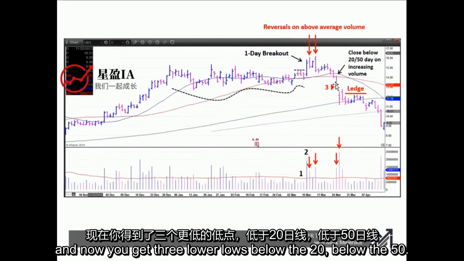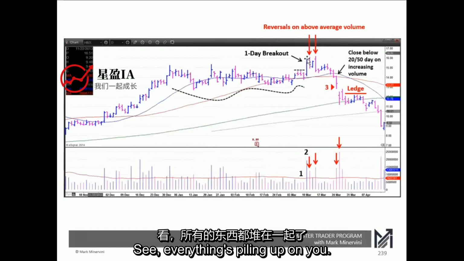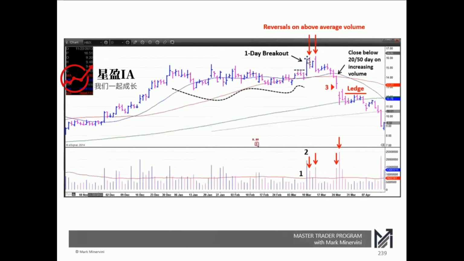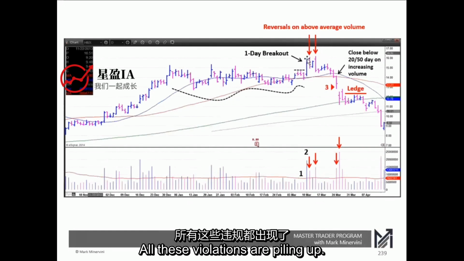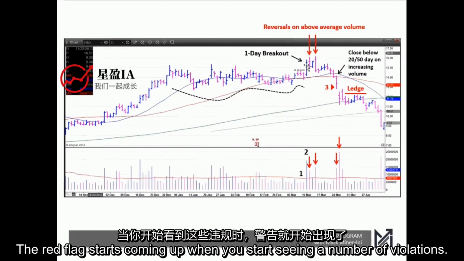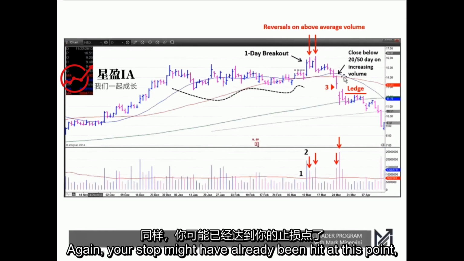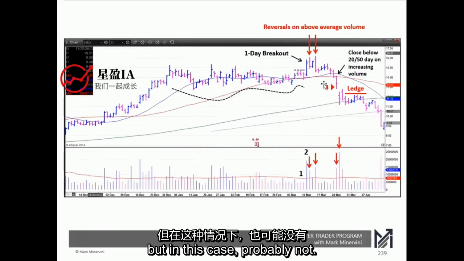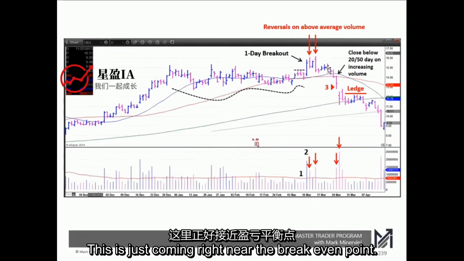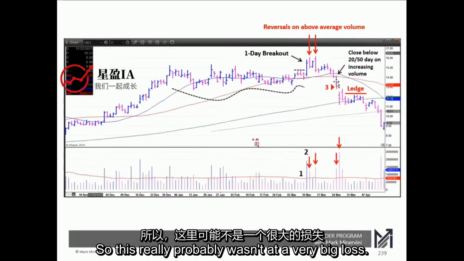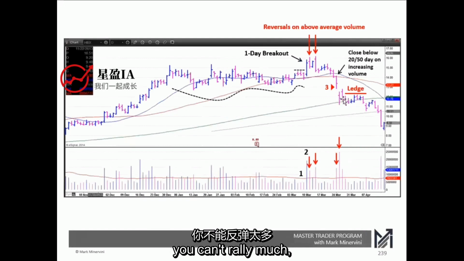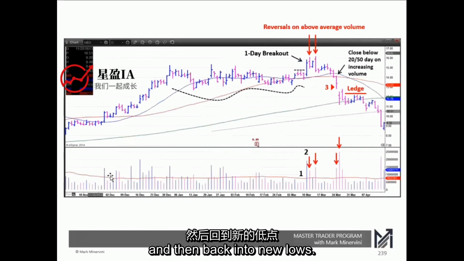And now you get 3 lower lows below the 20, below the 50. See, everything's piling up on you. Right? All these violations are piling up. That's where the red flag starts coming up, when you start seeing a number of violations. And again, your stop might have already been hit at this point, but in this case, probably not, because this is just coming right near the break-even point. So this really probably wasn't at a very big loss. Then you put in the ledge, so you can't rally much, and then back into new lows.